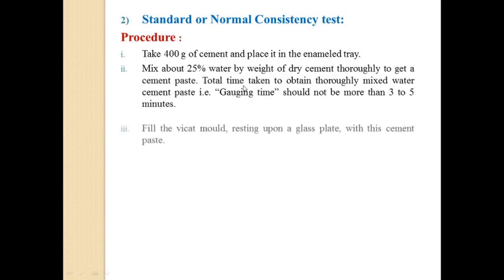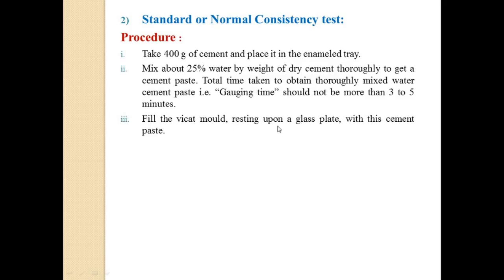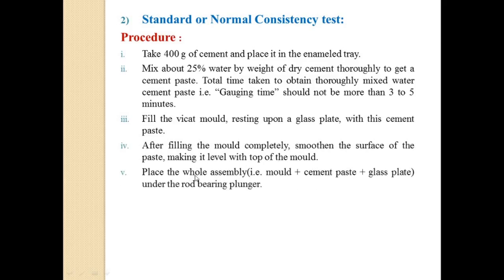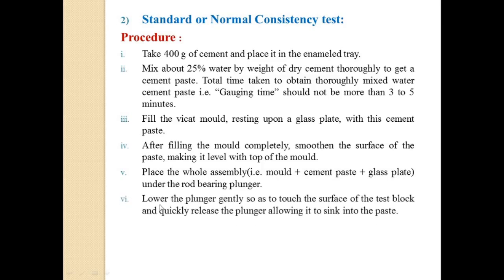Then fill the Vicat mold, resting upon the glass plate, with the cement paste. After filling the mold completely, smoothen the surface of the paste, making it level with the top of the mold. Then place the whole assembly, that is mold plus cement paste and glass plate, under the rod bearing the plunger. Then lower this plunger gently so as to touch the surface of the test block and quickly release the plunger, allowing it to sink into the paste.